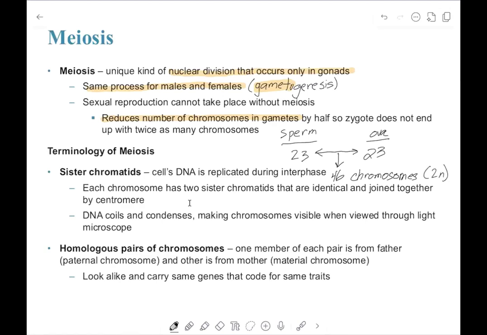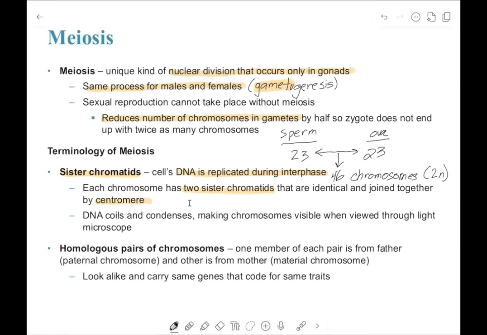So some of the terminology in meiosis is that of sister chromatids. And what that is, it's the cell's DNA that's replicated during interphase. Each chromosome has two sister chromatids that are identical and joined together by a centromere. The DNA coils and condenses to make chromosomes visible when viewed through a light microscope.